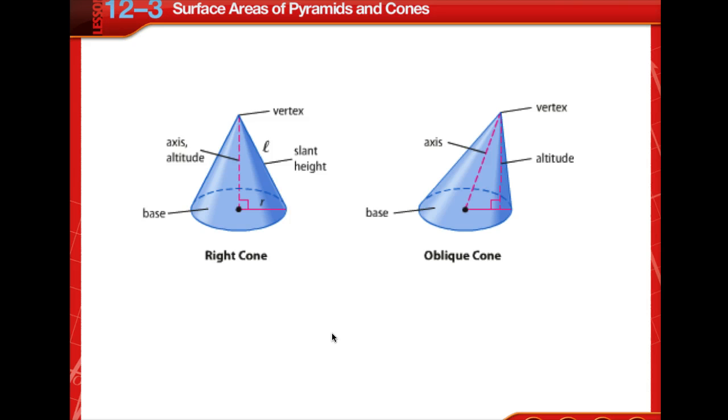Recall that a cone has a circular base and a vertex. The axis of a cone is the segment with endpoints at the vertex and the center of the base. If the axis is also the altitude, then the cone is a right cone. If the axis is not the altitude, then the cone is an oblique one.